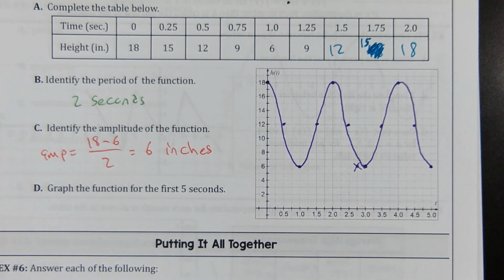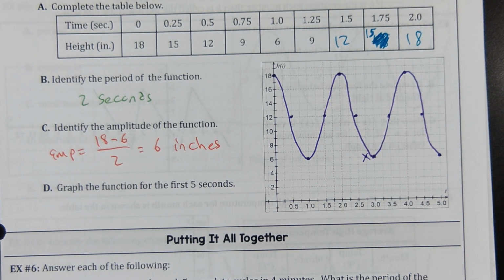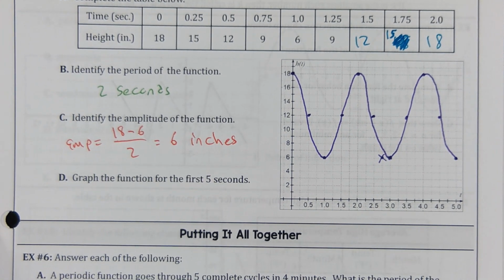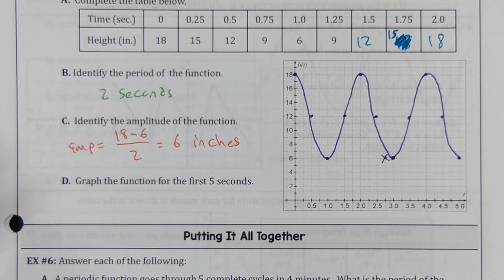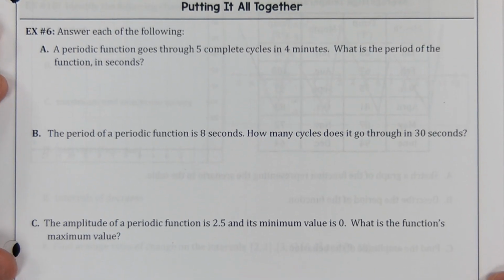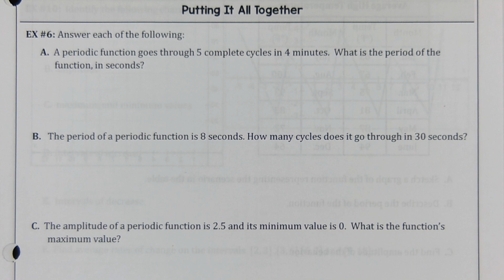Oh, okay, remembering something. All right. And the last part of today's notes, and we'll call it quits there, is right here, putting it all together. A periodic function goes through 5 whole cycles in 4 minutes. I would like to know what one period of the function is. We're going to get it in seconds.